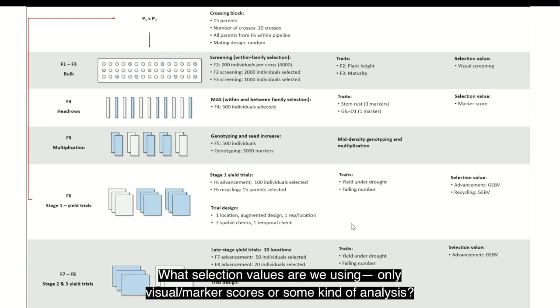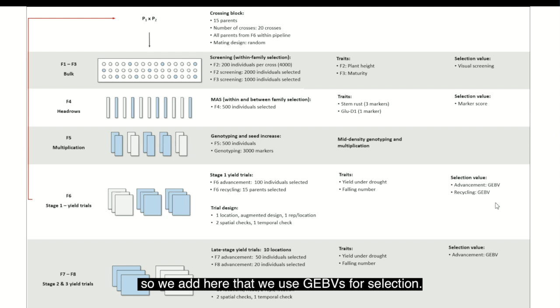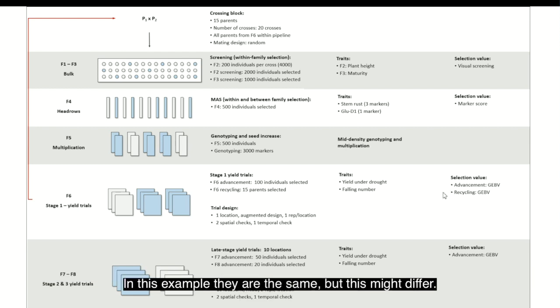What selection values are we using? Only visual or marker scores, or some kind of analysis? For example, from F6 onwards, we estimate breeding values using genomic information, so we add here that we use GEBVs for selection. We also need to differentiate between values used for recycling and values used for advancement. In this example, they are the same, but this might differ.